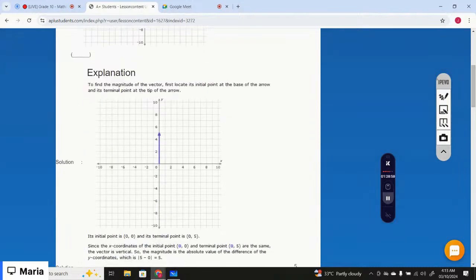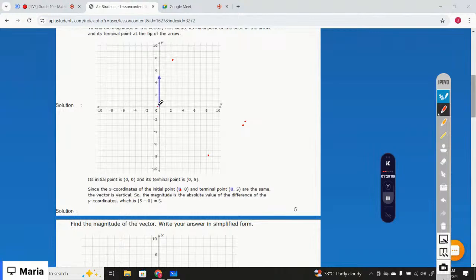To find the magnitude of the vector, first locate its initial point at the base of the arrow and its terminal point. This is the initial point, that is at 0, 0, and this is the arrow tip at 0, 5, right? Since the x coordinates of both of them are 0, the vector is vertical. So the magnitude is the absolute value of the difference of the y coordinates. The difference of the y coordinates is 5 minus 0, which is 5. So that means the magnitude of this vector is 5, right?